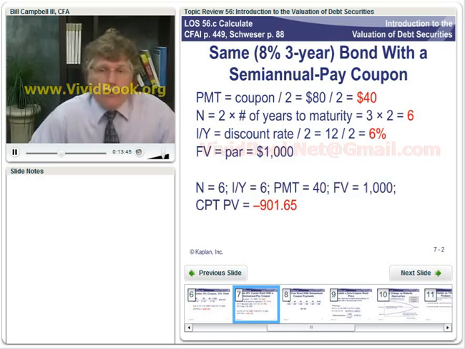And when we do the calculation, notice that, once again, we're doing this from the viewpoint of the investor. He's going to receive $40 6 times, once in 6 months, once in a year, once in 18 months, once in 2 years, once in 30 months, once in 3 years. He's going to receive the future value of $1,000 in 3 years. Today he's going to pay $901.65. Slightly different price from the annual pay.